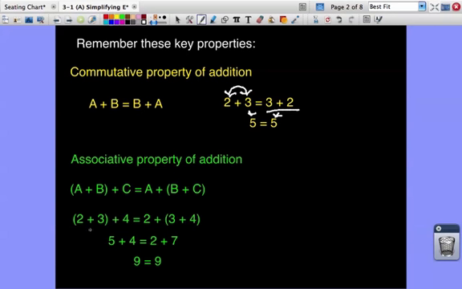So if you look over here, 2 plus 3 plus 4. So if I have 2 plus 3 in my parentheses, I'm going to add those up. That's going to give me 5. So now I have 5 plus 4, and that gives me 9. So now let's do the associative property of addition. Let's kind of regroup it, group these two numbers together instead, and see if we get the same answer. 3 plus 4, that is 7. 2 plus 7, that's 9. You get the exact same answer. So that's what the associative property of addition does.